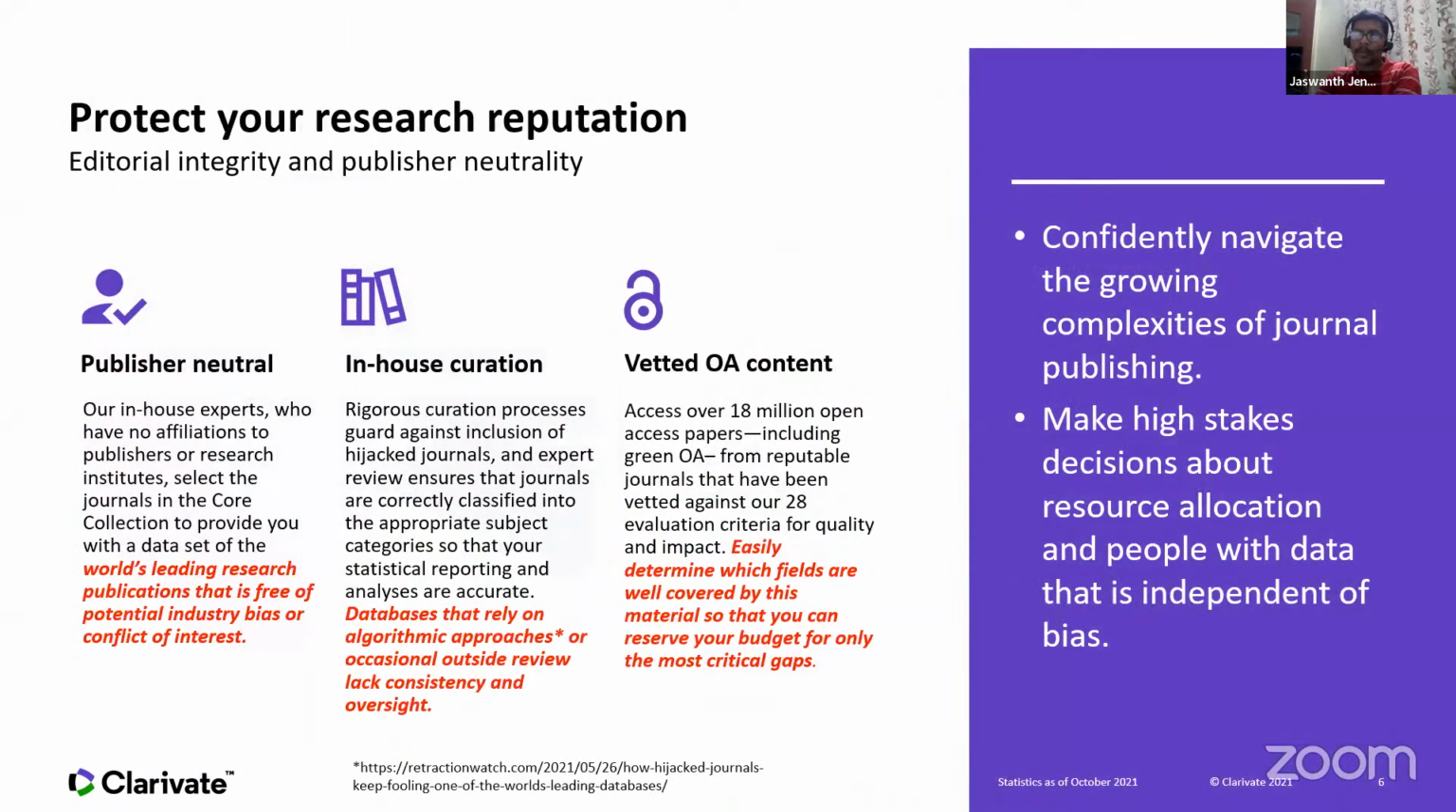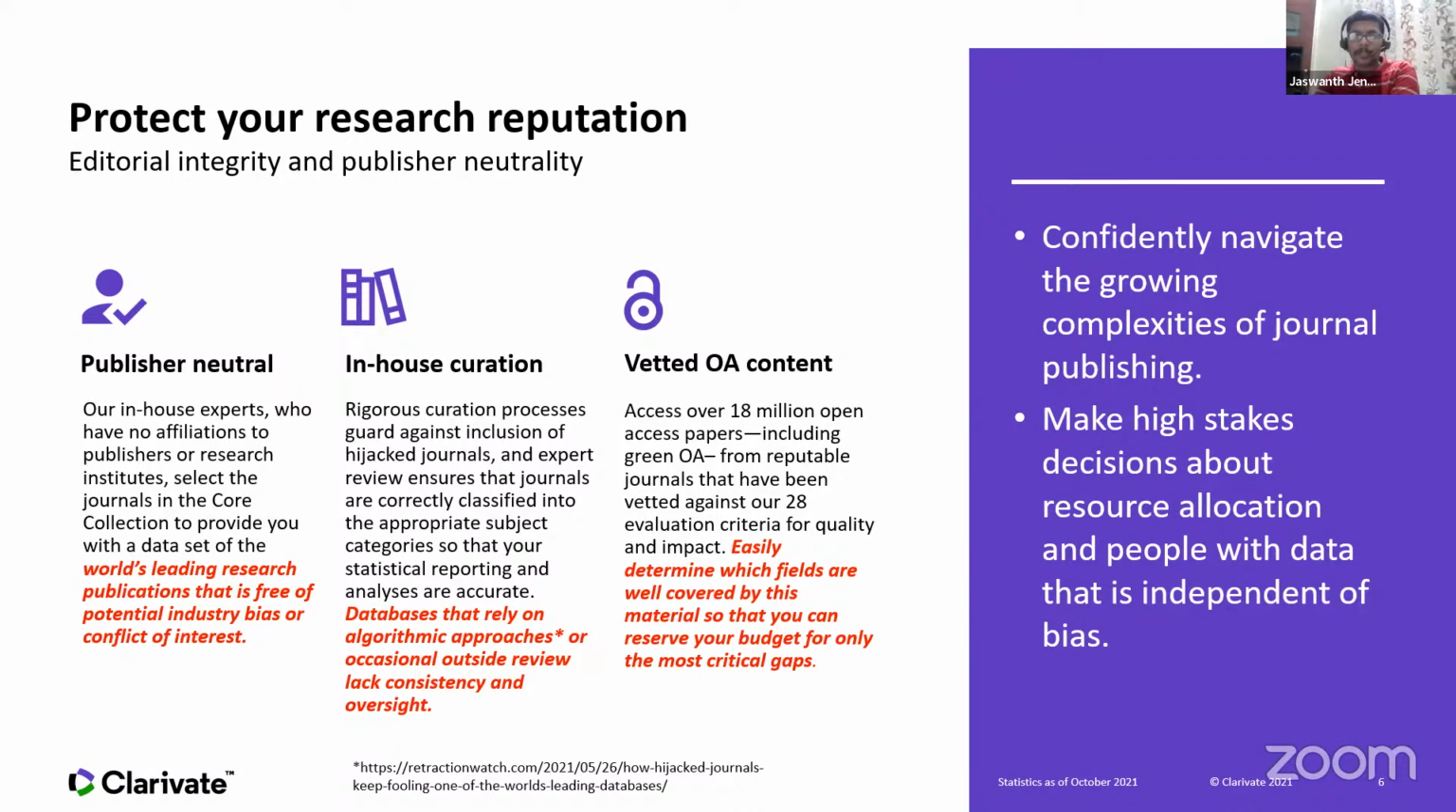So what is special about Web of Science? We are a publisher neutral company. We don't have any publications of our own. We are not associated with any institutions or any publications, and we don't index all the journals that are in the market. We have a 28-point matrix. So each and every metric will be evaluated, and only when a journal passes through all these metrics, then it will be indexed in Web of Science. Otherwise, no. So this is a very transparent mechanism.